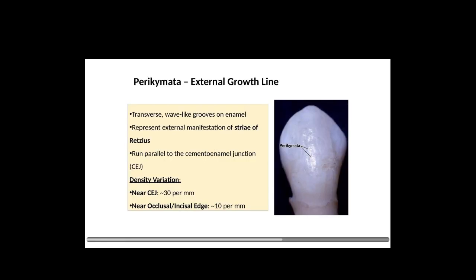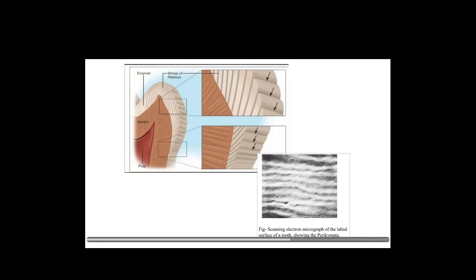Parachemata are transverse, wave-like grooves on enamel, representing the external manifestation of the striae of Retzius. They run parallel to the cemento-enamel junction. Density varies, with approximately 30 per millimeter near the cemento-enamel junction and about 10 per millimeter near the occlusal or incisal edge. Picture showing parachemata. Bottom right figure is electron microscopic appearance.